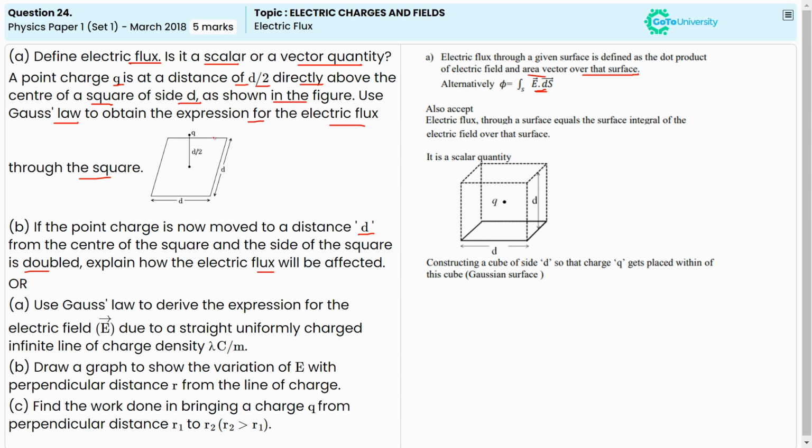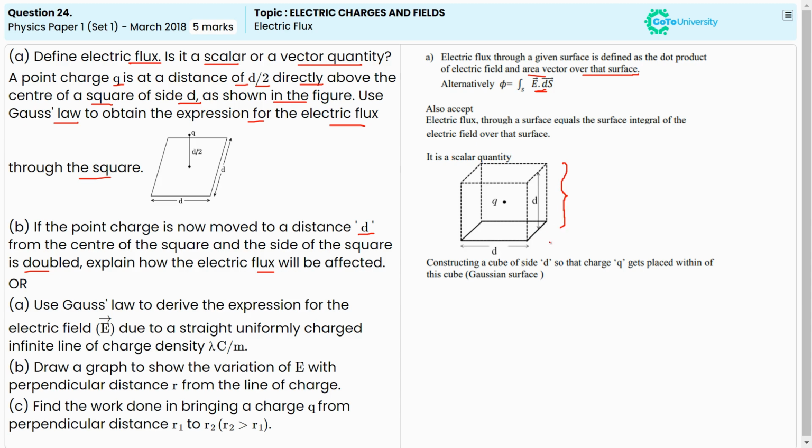Now, in the given figure, here one plate is there. From the center, at a distance d by 2, the charge Q is placed. Okay, now I'm going to enclose this plate like a cube. If I enclose this plate like a cube, then we can see the diagram like this. This type of diagram we can see now.